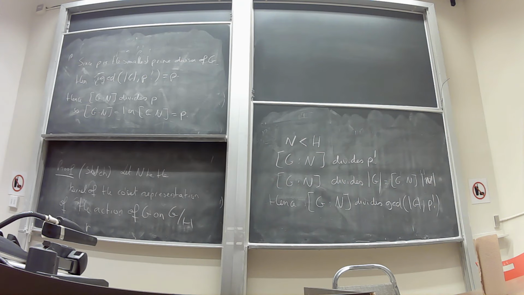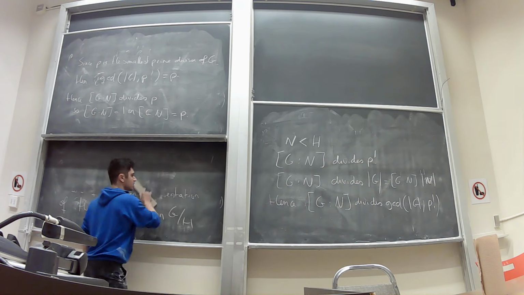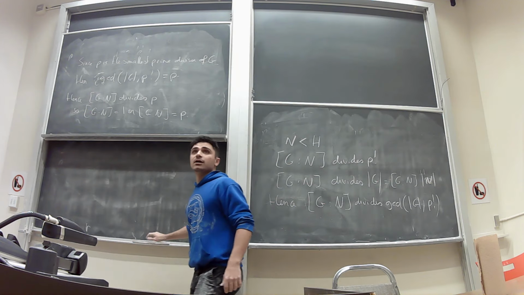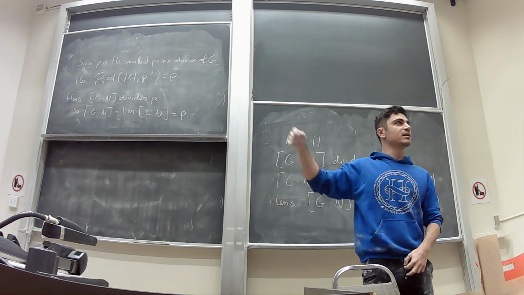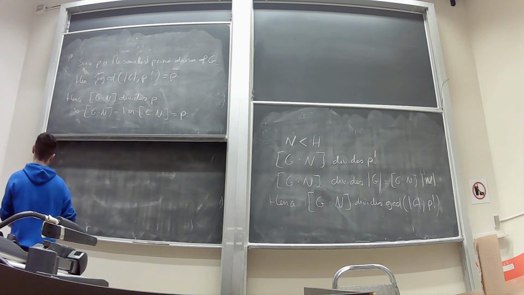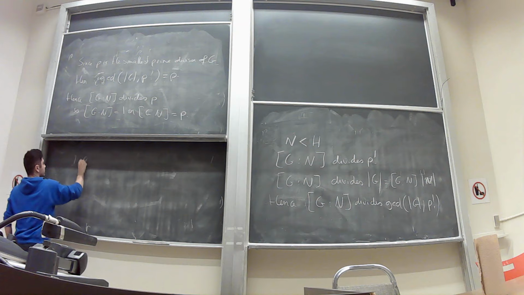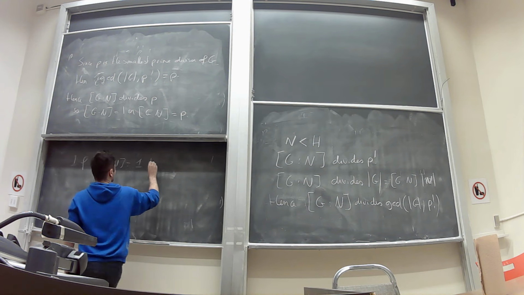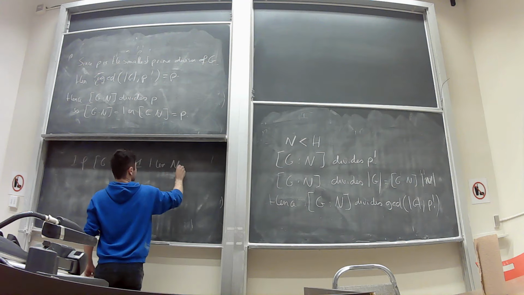Now, why can I rule out the fact that the index of N in G is 1? Anyone can help? What does it mean that the index of N in G is 1? They're the same, exactly. It means N is equal to G. If the index of N in G is 1, then N is equal to G.